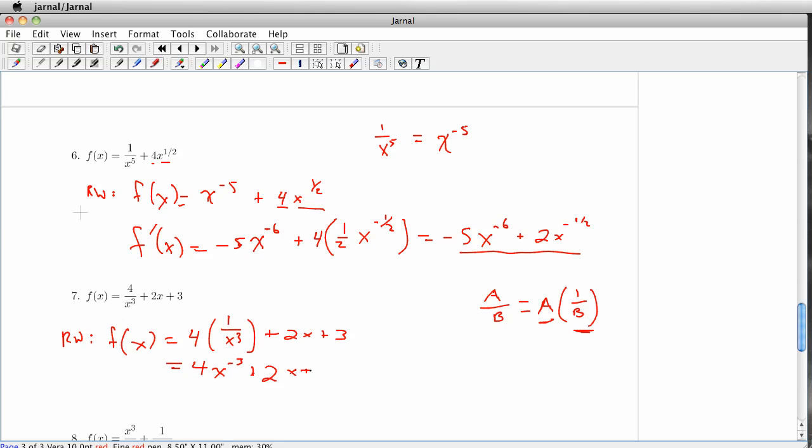So after a couple of steps here, we have a rewrite for our f of x, which means we're finally ready to find the derivative. The derivative in this case, the 4 stays where it is. The derivative of x to the minus 3 is negative 3 x to the minus 4. 1 less than negative 3 is negative 4. And the derivative of 2x is 2. And the derivative of the plus 3, that constant, that 3 is not multiplied by any powers of x, so the derivative of that plus 3 is just 0.